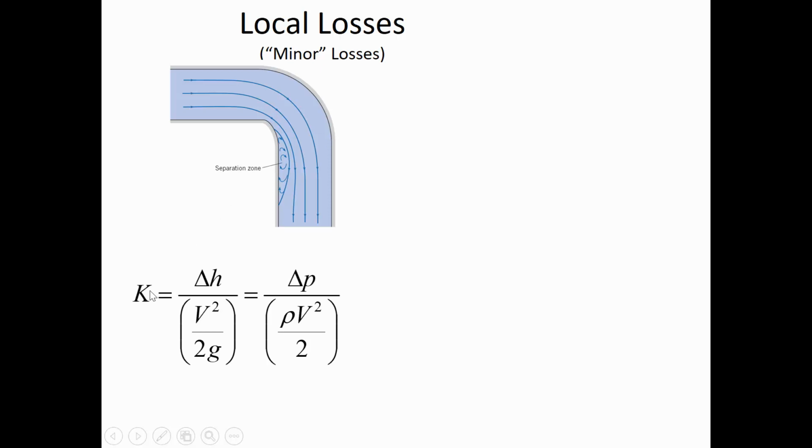The K value can be measured if you have a constant velocity both upstream and downstream as the change in head divided by the velocity head. And so you can add up all of the K values in a pipe system and multiply by the velocity head.